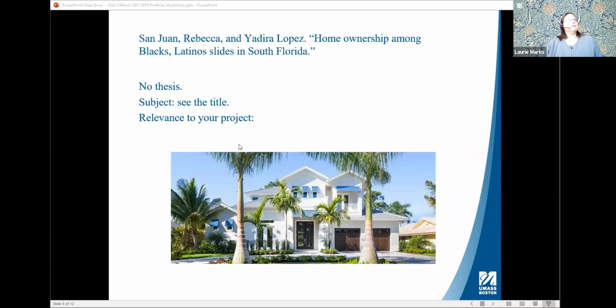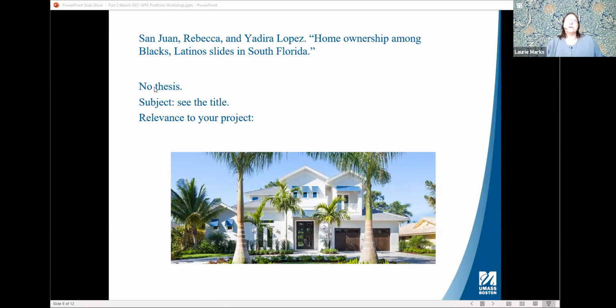Okay, so finally, the last essay in the reading set is from this daily newspaper, and it's by two reporters, Rebecca San Juan and Yadira Lopez. Their topic, subject, is home ownership among Blacks and Latinos slides in South Florida.